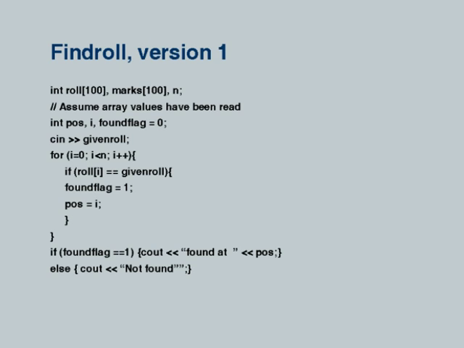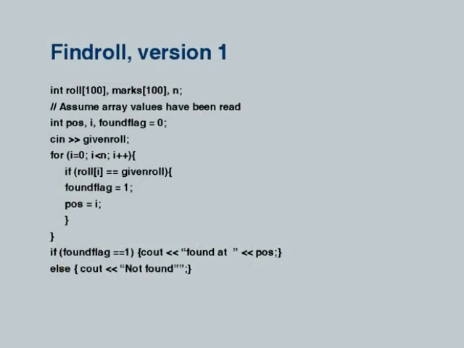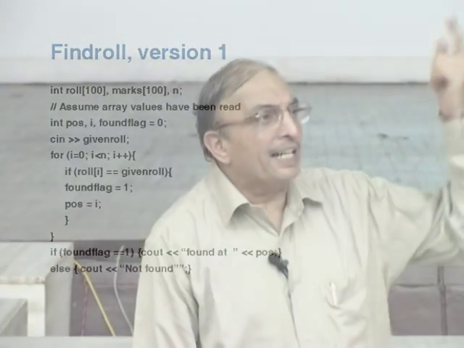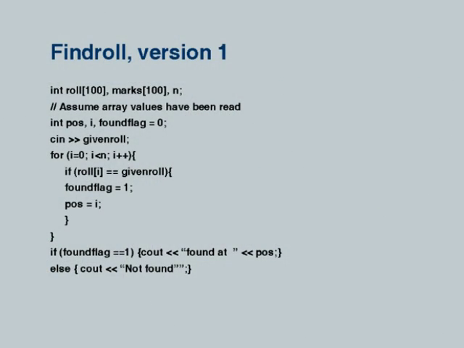So if at all I have found him, when I come out, the found flag would be 1. In which case, if found flag is equal to 1, I say found at such and such position, because the pos would have been assigned. Value of n? No, it will not be equal to n, because this statement is executed only if this condition is true. If role I is equal to given role, then and only then I execute these statements. Otherwise, I don't. So obviously, the given role will be equal to some role number only in one case, no other case. So only in the case where it is equal, the pos will be set. In all other cases, this if statement will compare wrongly and this whole thing will not be executed at all. I'll simply go to the next statement.